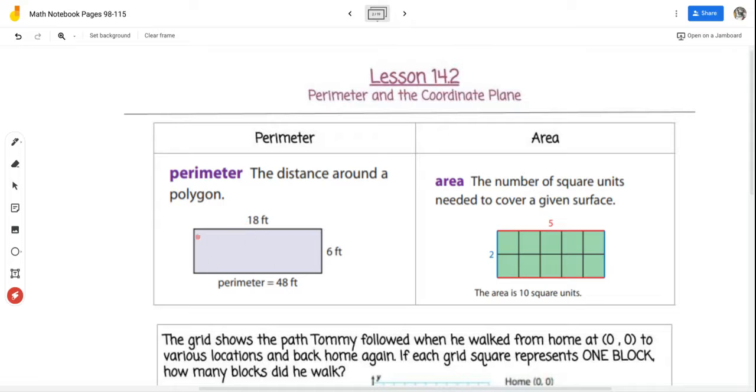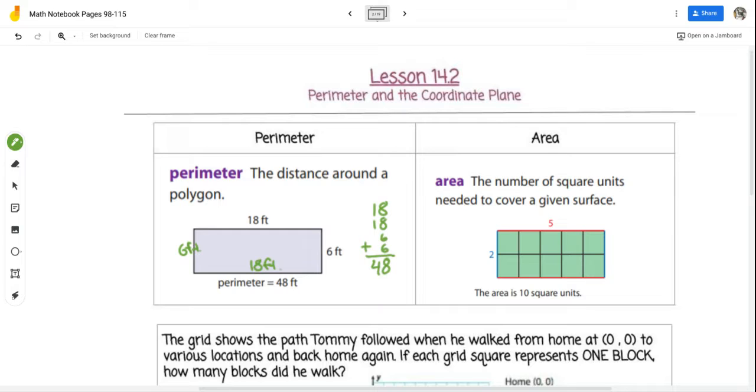In this case, we have a rectangle, and we have 18 feet for the length, 6 feet for the width. There are two sides that are 18 feet. This side is 18 feet. This side is also 18 feet. This side is also 6 feet, just like its corresponding side over here. When you add the sides together, 18 plus 18 plus 6 plus 6, you get 48. 48 feet is the perimeter of this polygon.